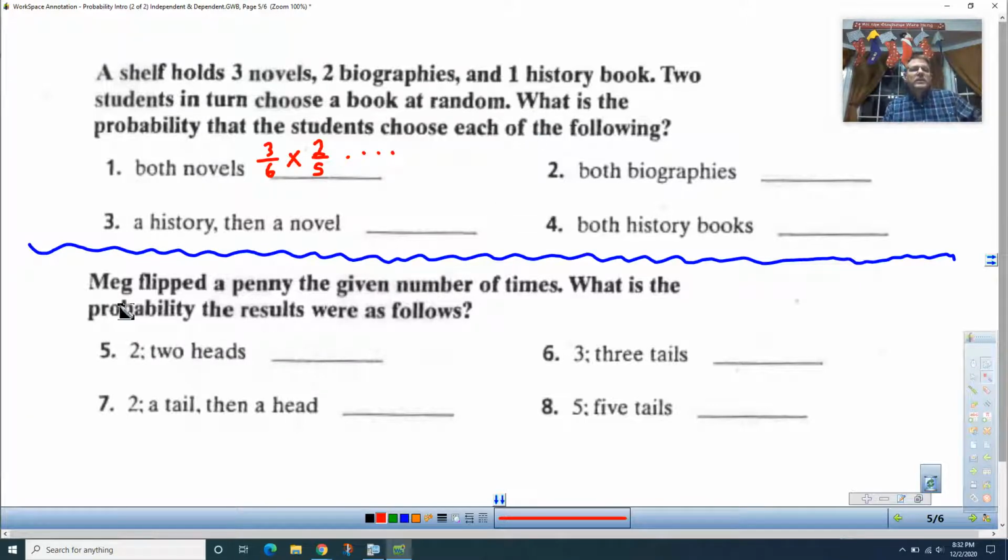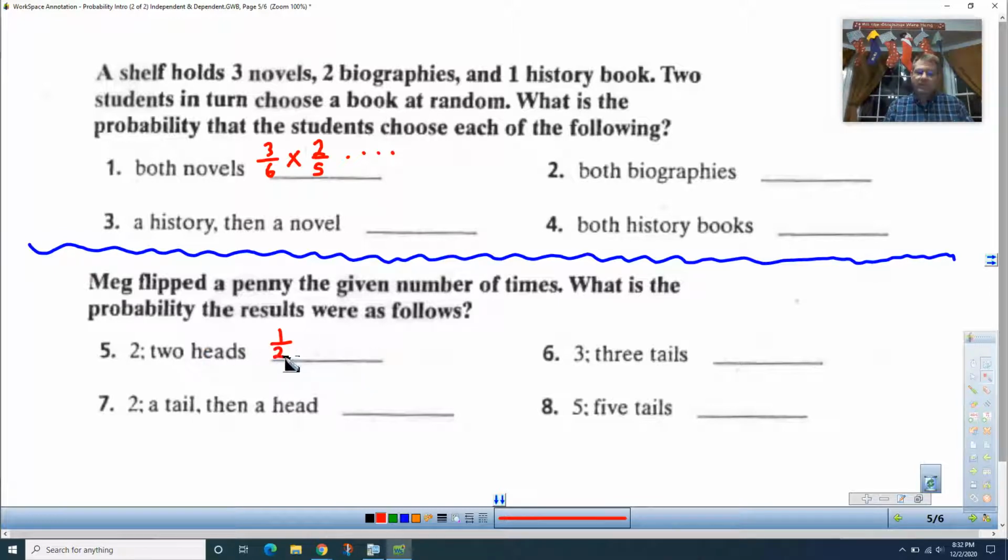All right. So then Megan flipping a penny, giving the number of times. What is the probability of the results as follows? So Meg flipped a penny the given number of times. That means she flipped it twice and she got 2 heads. So each one of those, what's the chances of getting heads the first time?